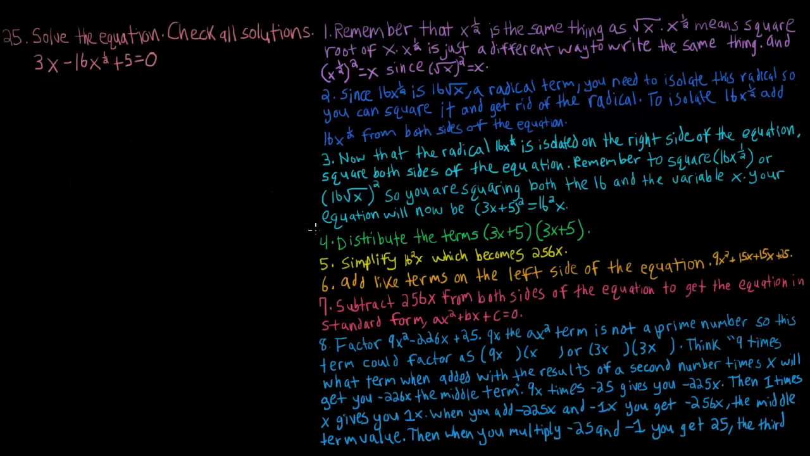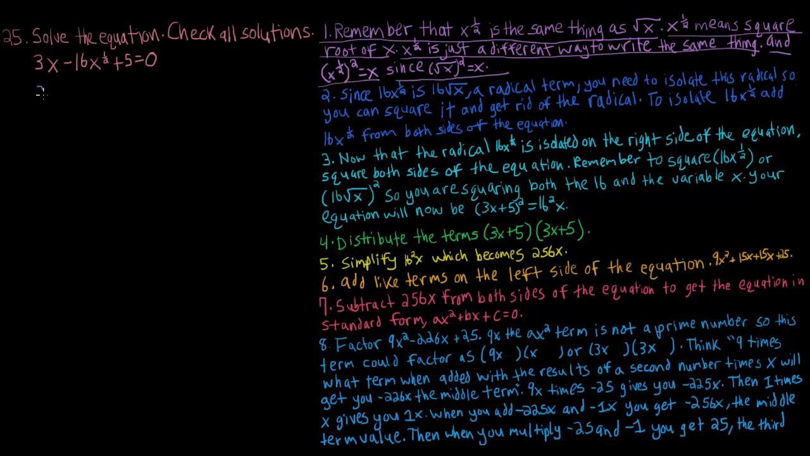Number 25. Solve the equation. Check all solutions. 3x minus 16 square root of x plus 5 equals 0. Step 1. Remember that x raised to the half power is the same thing as the square root of x. X to the half power means square root of x. X to the half power is just a different way to write the same thing. And x to the half power squared equals x, since the square root of x squared also equals x.